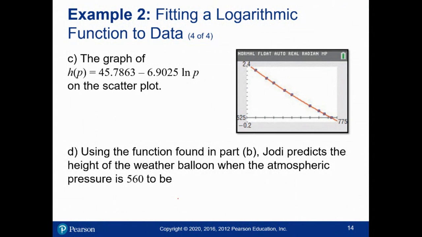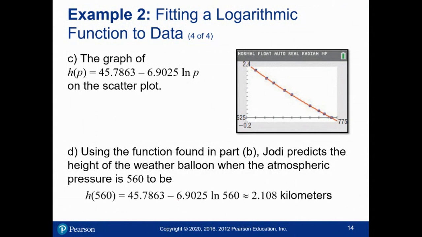So then if we want to predict the height of the weather balloon at 560, all we have to do is plug it in, and it evaluates to about 2.1 kilometers. Pretty straightforward.